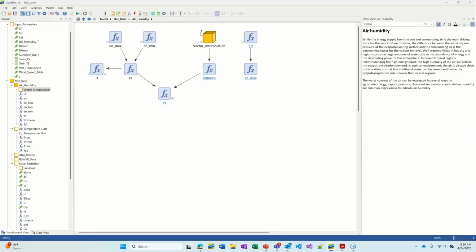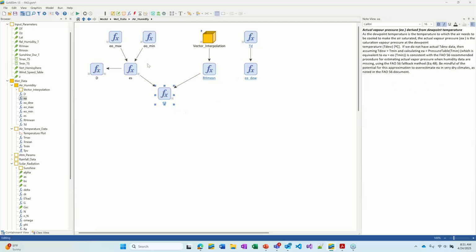I think it'll also go to hourly fit as well. But anyway, now we have a smooth curve of mean relative humidity, and then we can calculate what's called the actual vapor pressure. And this is key for calculating ultimately evapotranspiration.